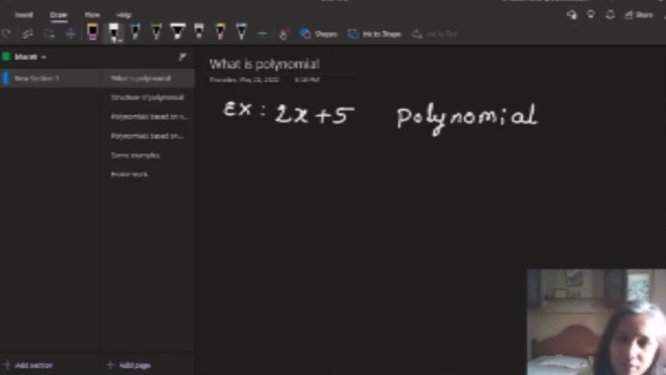But friends, wait, there is a little difference between polynomials and algebraic expressions. Algebraic expression is a general term. Polynomial is a particular type of algebraic expression. Then what is the thing that makes a polynomial a special kind of algebraic expression? Let me show you how. Now I'll write one more algebraic expression.